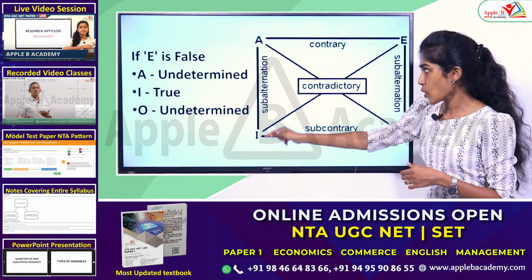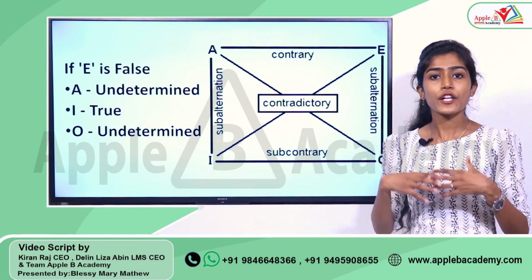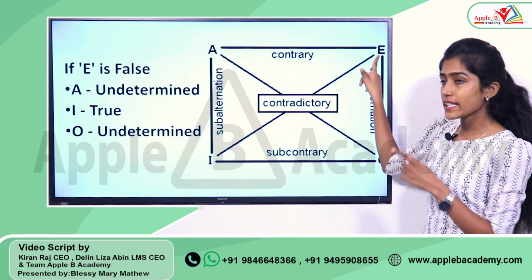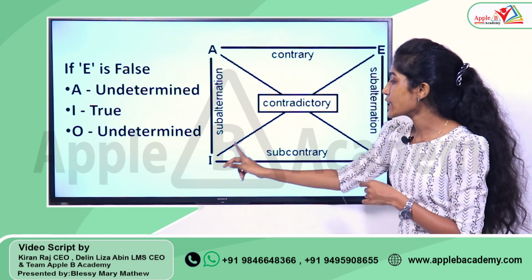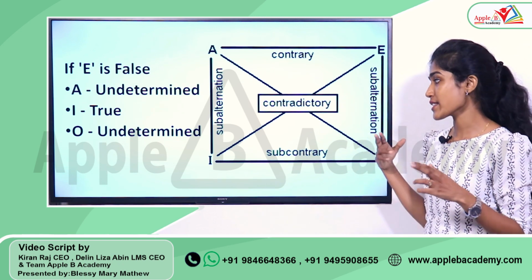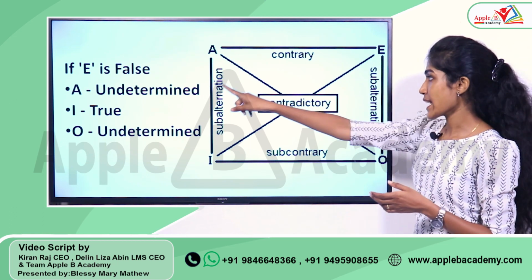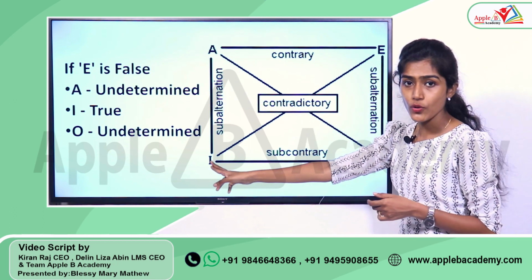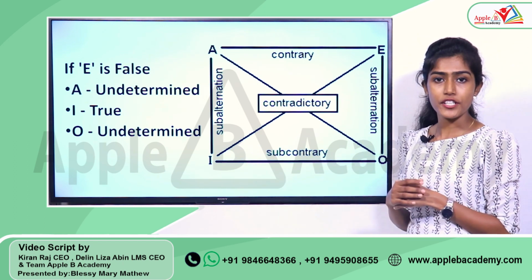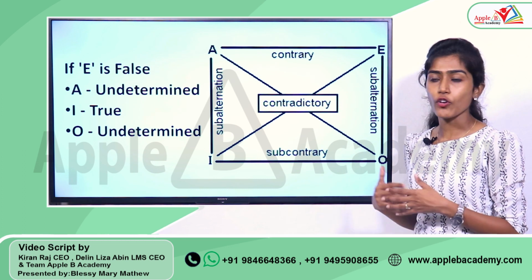Coming to I. E and I are contradictories. That means they cannot be true or false together. That means in contradictories, if one is false and the question is given as E is false, then the other one will definitely be true because they are contradictories. The relationship between contradictories is in such a way that they cannot be both true or both false together. So it says that if E is false, then obviously I will be true because they are contradictories. Then coming to the next proposition, that is O. If E is false, what will be the condition of O? What will be the condition of O if E is false?